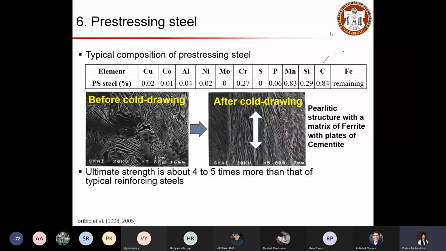So these are obtained by a cold drawing process, and in the previous slide I explained what the cold drawing process is and how that enhances the performance, especially the strength, by inducing residual stresses. So in pre-stressing strand also you will have some amount of residual stresses.